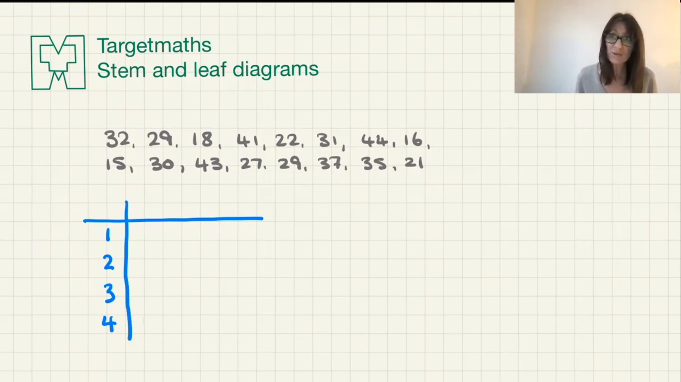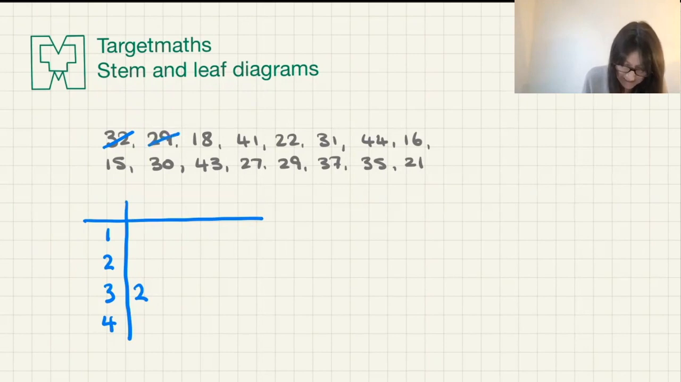So 32 is the first number in my list. So I'm going to put a 2 next to the 3. I'm also going to cross that out so that I know it's in my diagram. I haven't forgotten it. I haven't missed it. And I'm going to get all the marks for putting all the information in. It's really easy to miss one off. So this is a foolproof way of making sure that doesn't happen.